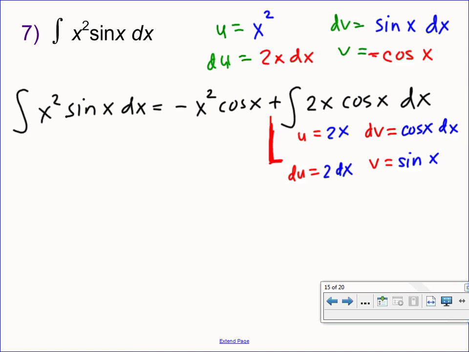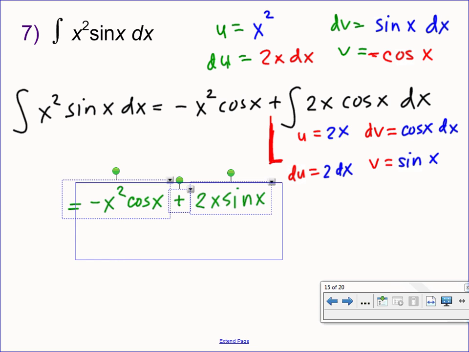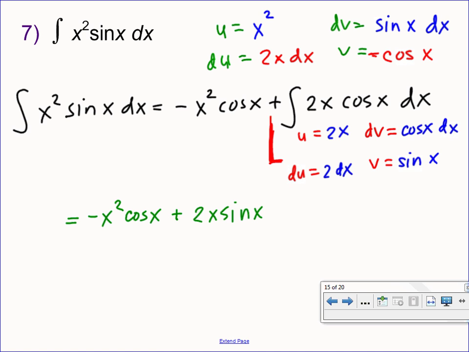So I'm going to keep this first part, negative x squared cosine of x. But now I'm going to focus in on our minus integral of u dv for this one, right? That's going to become the new u times the new v, plus 2x sine of x, minus the integral of our new v du. Our new v is sine of x, du is 2 dx, so 2 sine of x dx.